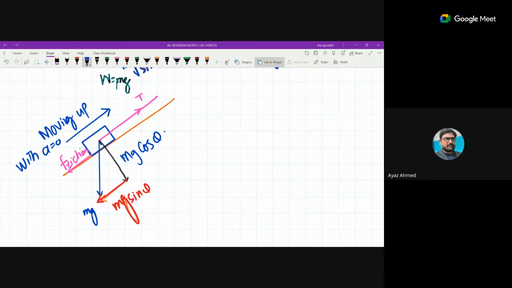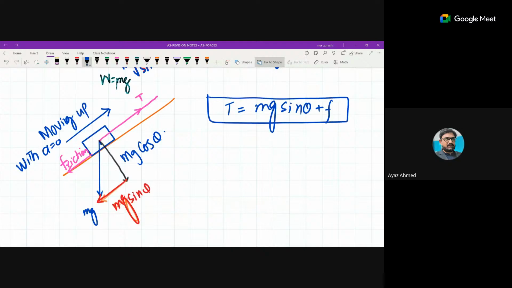So how to handle the tension right here? Yes. Your tension is equal to mg sine theta plus friction. Is it clear to you? Yes, yeah. Is it clear to you? Yes.